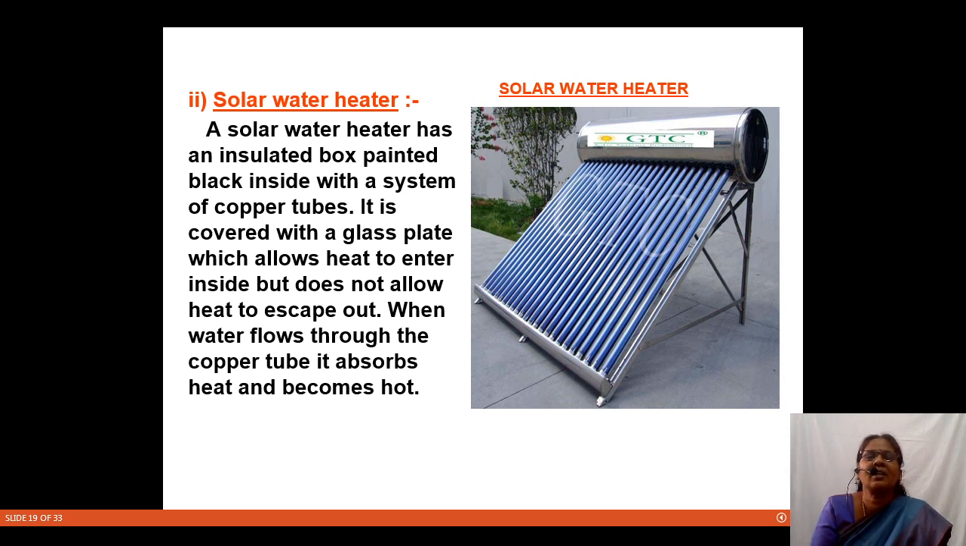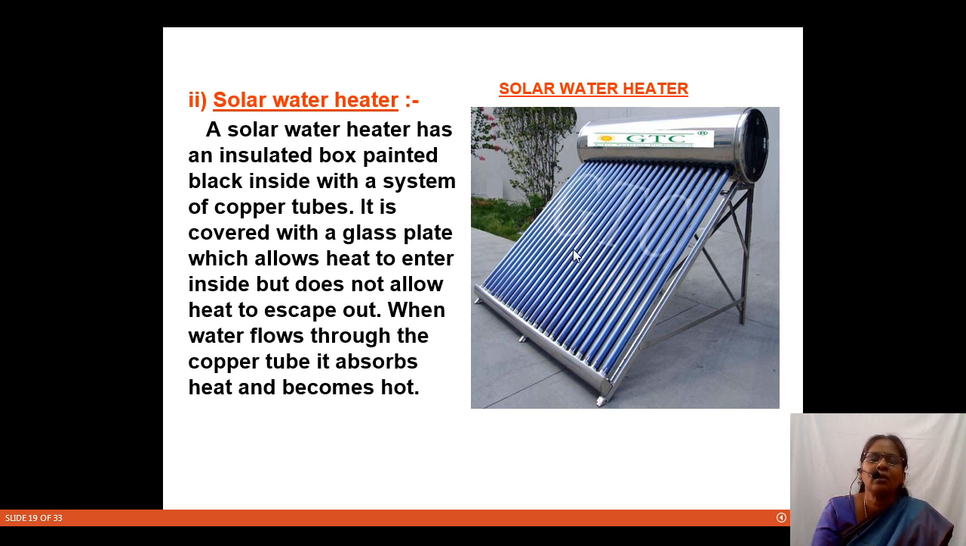A solar water heater has an insulated box painted black inside with a system of copper tubes. That is what the diagram is showing. So the insulated board is here, and a lot of copper pipes are arranged parallel to each other. It is covered with a glass plate which allows heat to enter inside.